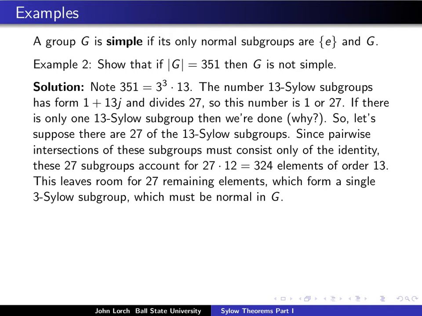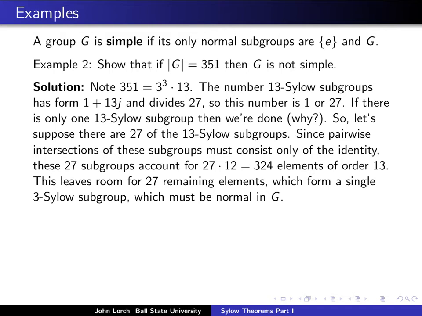So our next example has to do with what are called simple groups. We say that a group is simple if its only normal subgroups are the trivial subgroup consisting of the identity and the group G itself. In our example, we're going to show that if G is a group of order 351, then G cannot be simple.